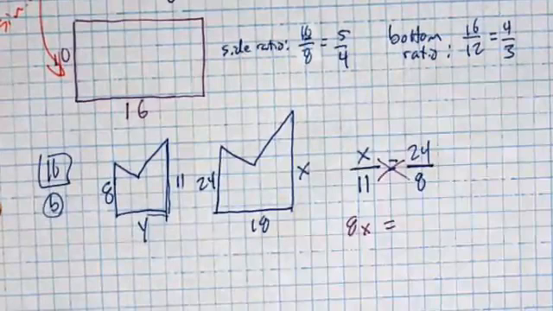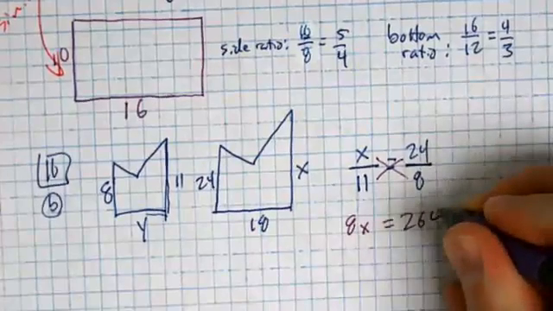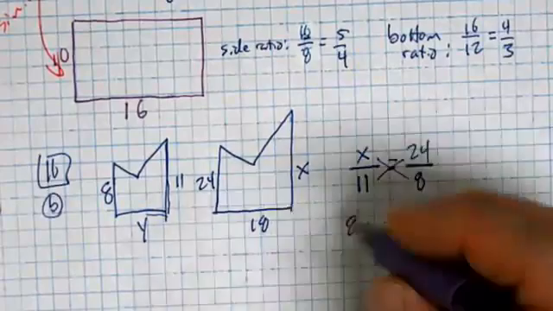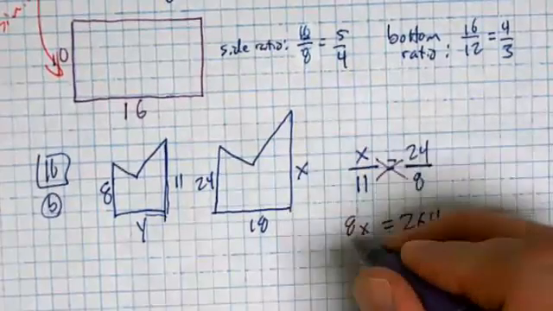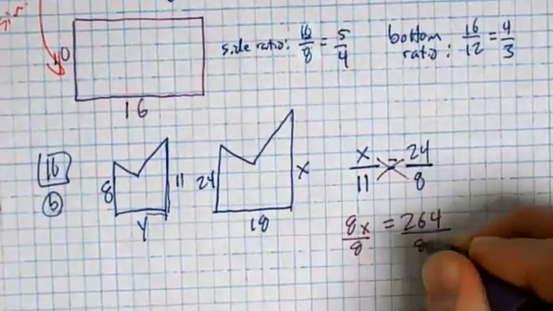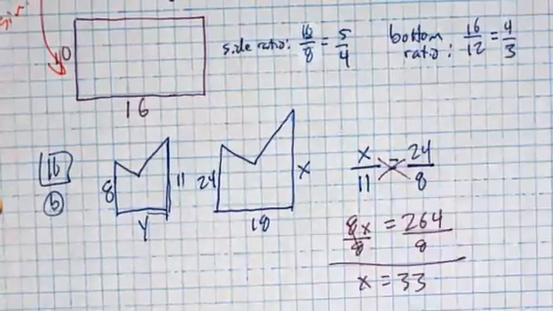someone got a calculator out? We can wait. 264. Which I'm curious if that's going to divide by 8. It should, because it divides by 24 and 24 divides by 8. I'm going to guess it's 33. 33? Cool. We found that x is 33.